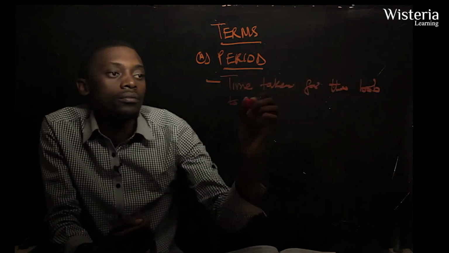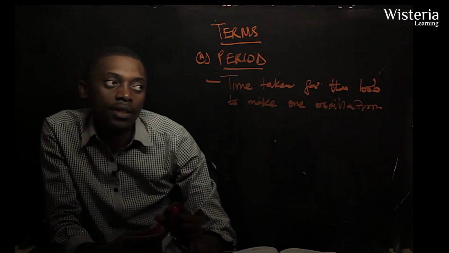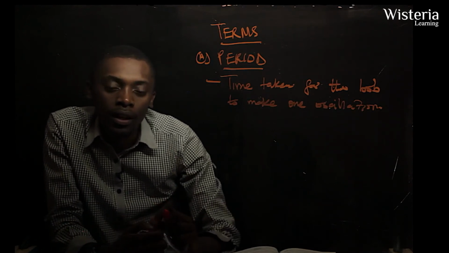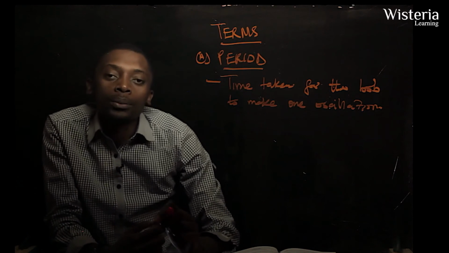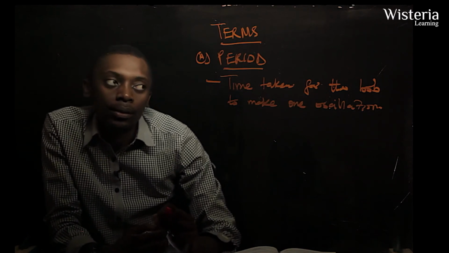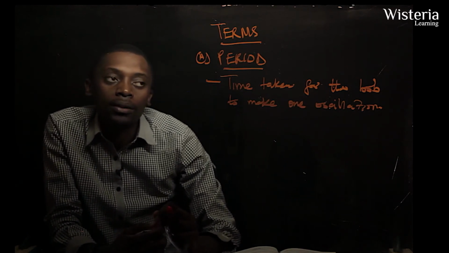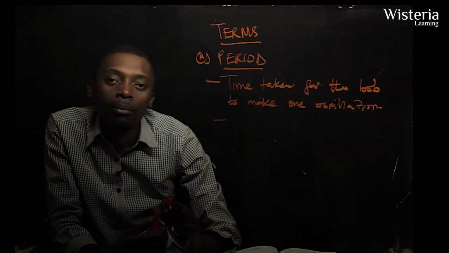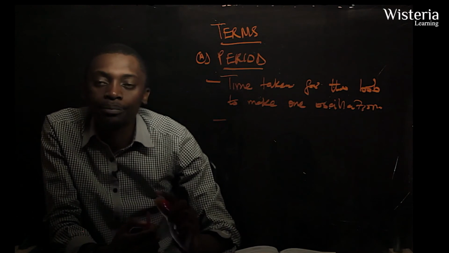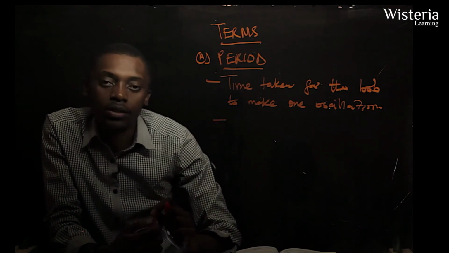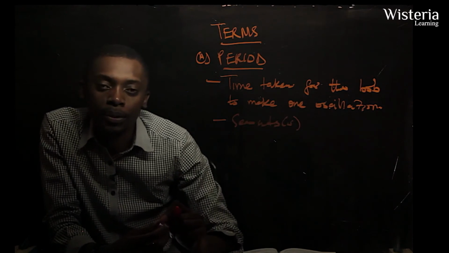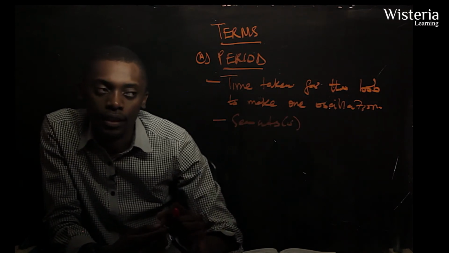So this is the time it takes the bob to make one complete oscillation. Like we saw what a complete oscillation is, so we should relate to what this means. Because it is the time it takes, we measure the period of a pendulum in units known as seconds. So that's the SI unit for period, it is the second.